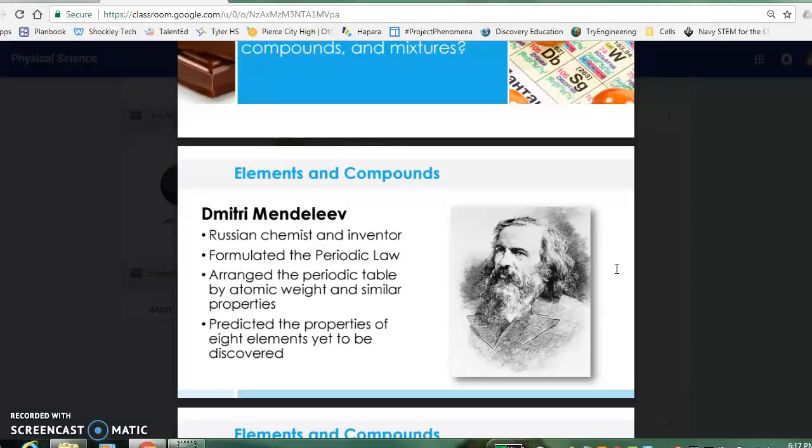Now, during his time, we didn't know about all of the elements we know about today, but based on the little bit of information he did have, he was able to look at what all the elements had in common in each group and predict properties of 8 elements that hadn't even been discovered yet.